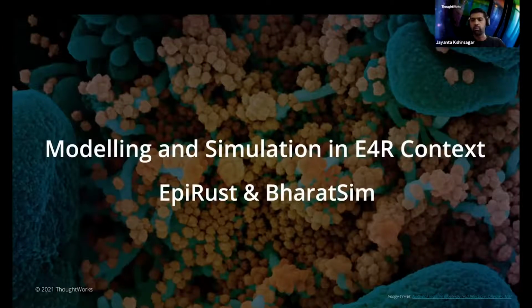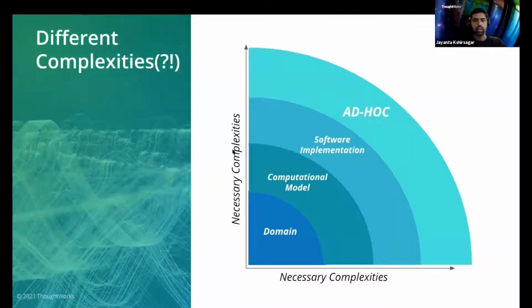And now let's see how we have been trying to solve these questions. We have two different ways which we tried. One is a configurable application which we call EpiRust, and the other is a framework which we recently built, which we call BharatSim. EpiRust is an epidemiological simulation written in the Rust language. That's why we call it EpiRust. The other one is BharatSim. But let's go one by one and have a look at it.